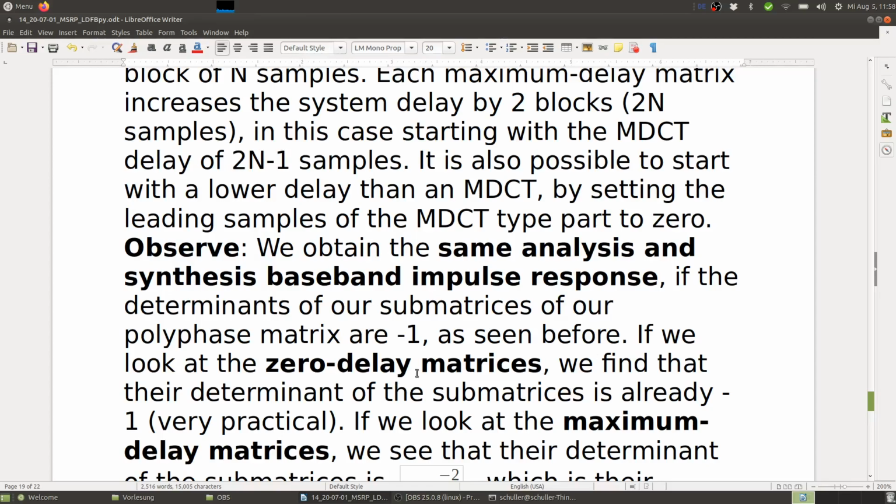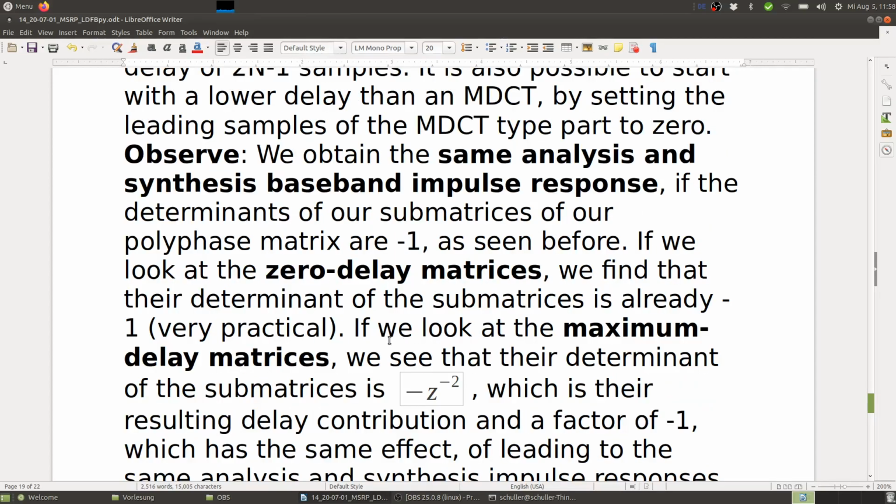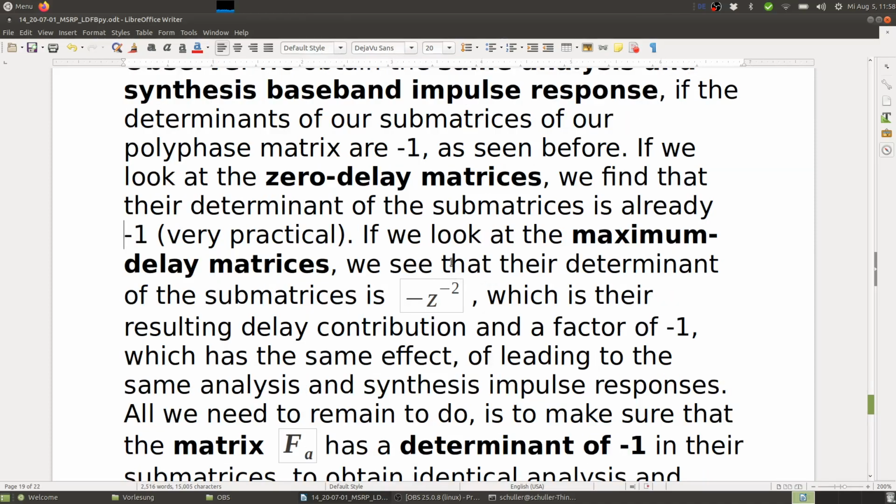So if we look at the zero delay matrices, we find that the determinant of the submatrices is already -1, which is very practical. So we don't need to change anything there. So this is actually part of the minus here. If you look at the maximum delay matrices, we see that the determinant of the submatrices is -z⁻², which is their resulting delay contribution and a factor of -1.